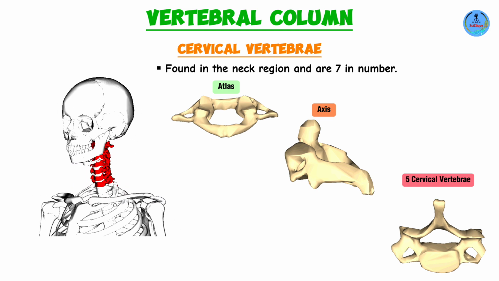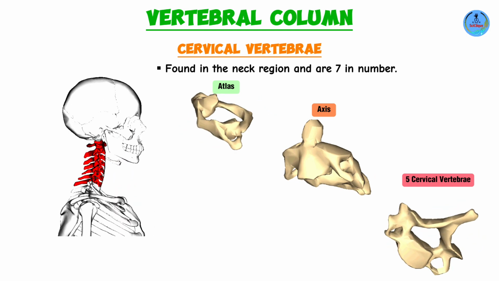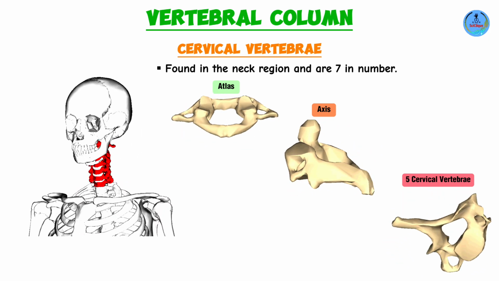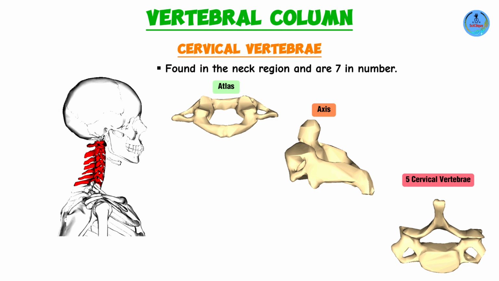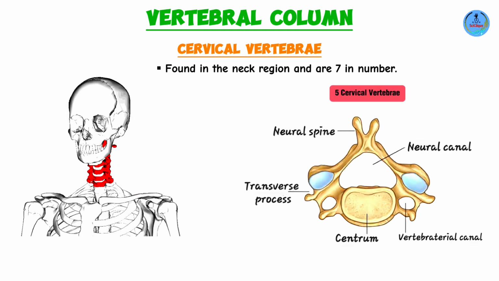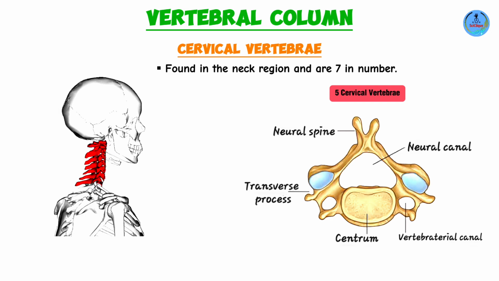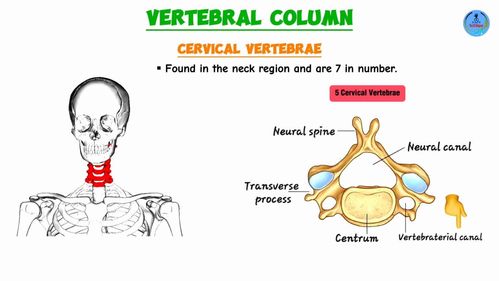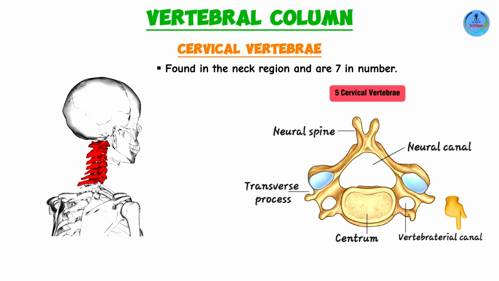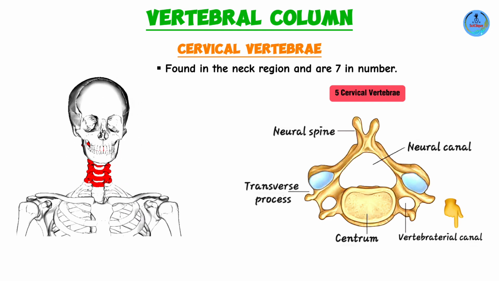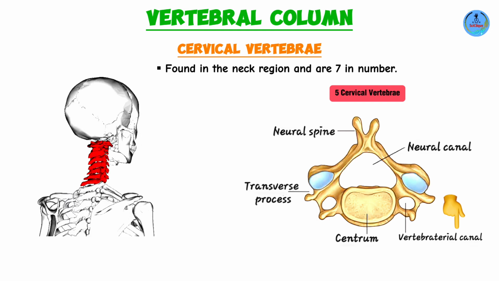So what I'm going to do is this. I'm going to first discuss the characteristics of the 5 cervical vertebrae and then proceed to the atlas and the axis. So let us start with the cervical vertebrae. Now, these have one unique characteristic that is not found in any other vertebrae. So this characteristic is only going to be found in the 7 cervical vertebrae, including the axis and the atlas. And this is the presence of the vertebrarterial canals.